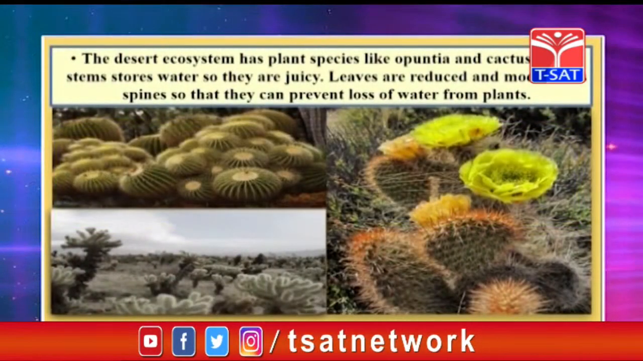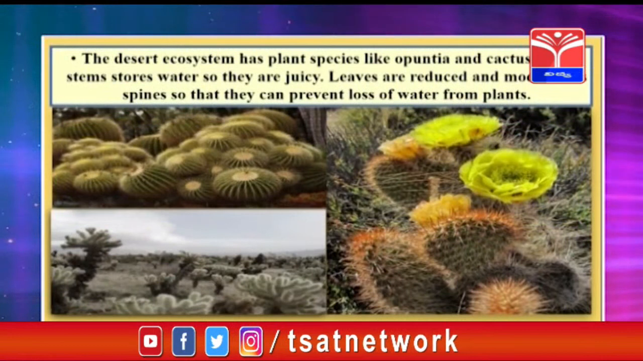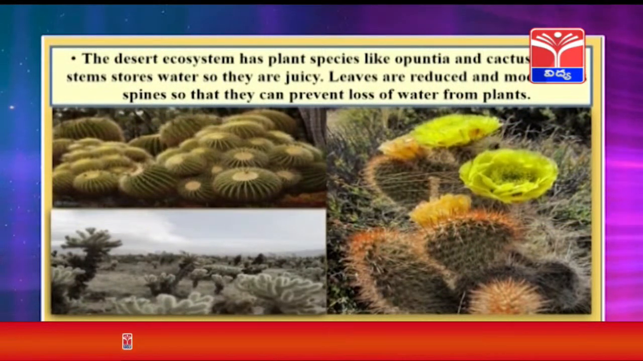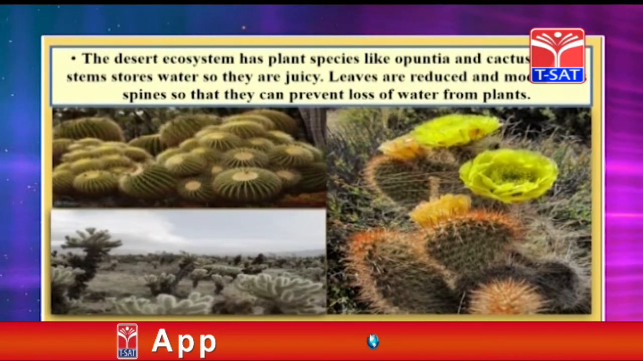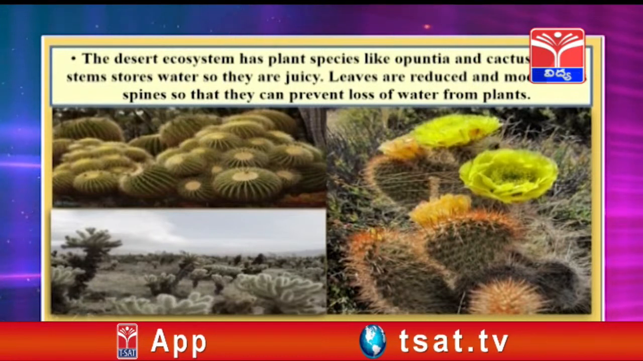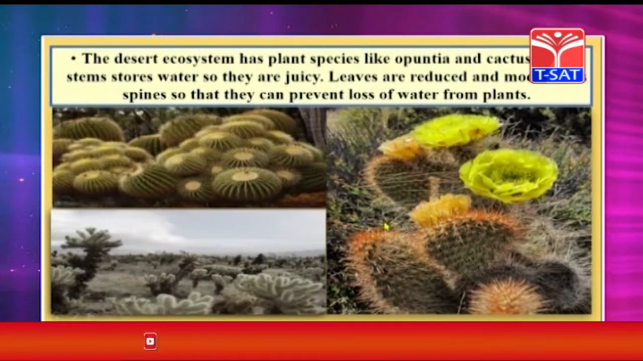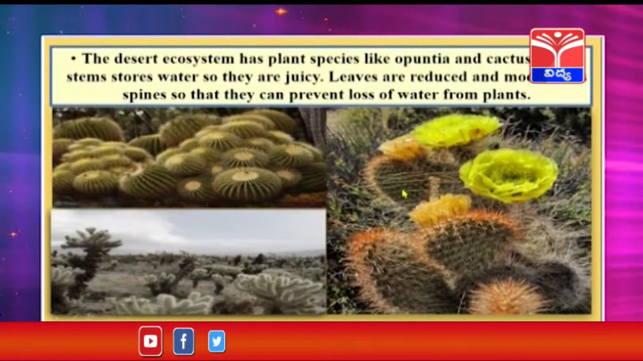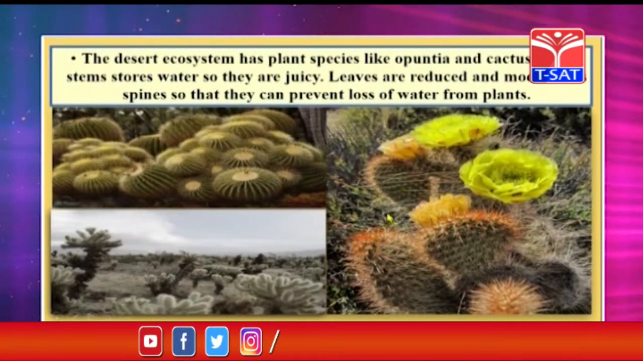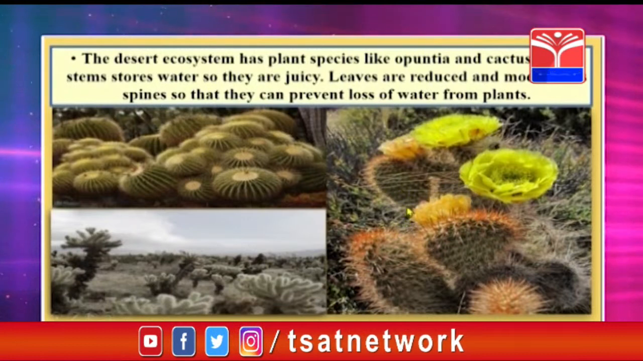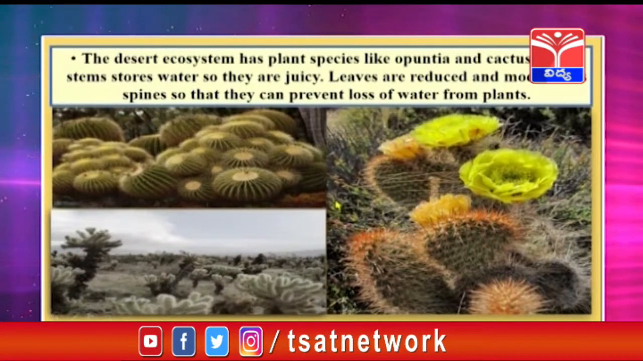The desert ecosystem has plant species like Opuntia and cactus. The stem stores water, so they are juicy. Leaves are modified as spines and these leaves are reduced so that they can prevent loss of water from plants.